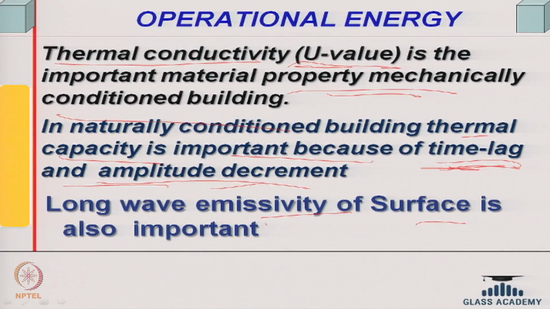Another thing is very important: long wave emissivity and short wave absorptivity of the external surface. We will discuss this somewhat later on, because solar radiation is absorbed by the surface. The amount of radiation it will absorb is quantified through a property called absorptivity, and it can emit back in the night because the external cosmos or sky is cool. So, the terrestrial bodies actually radiate heat back to outer space, and that is long wave radiation.